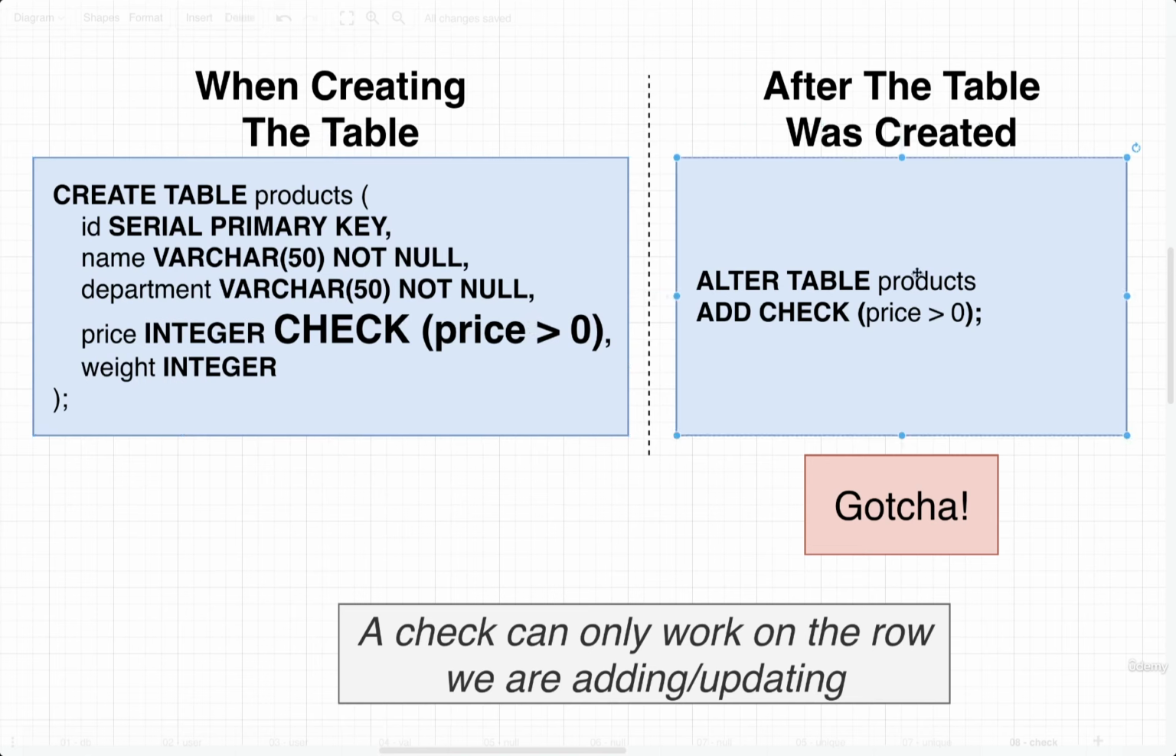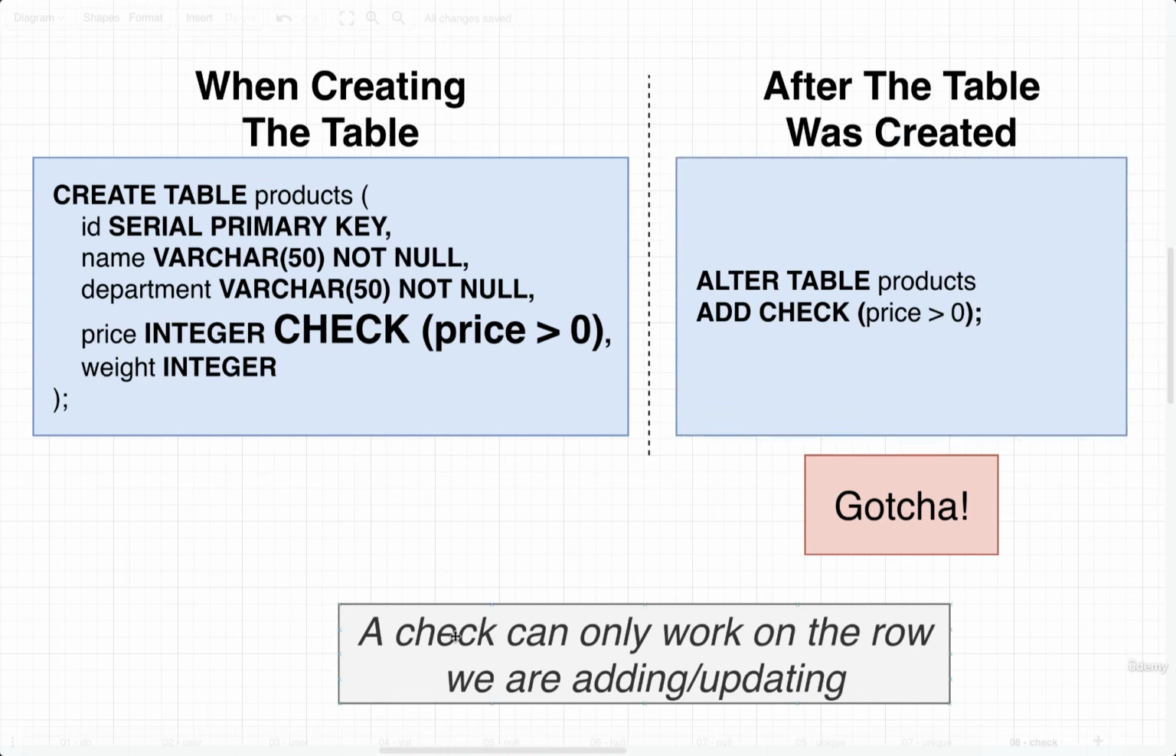Alternatively, we can add this check after the table was created by something like what you see right here. Again, that's just going to make sure that the price of any new row or any changed or updated row that we're trying to make is going to have a price greater than 0. And once again, we got the same exact gotcha. We cannot apply a check if all the rows inside of our existing table don't already satisfy the check. So if we have some product inside of products with a price less than 0, we cannot add in this check. We have to somehow deal with that data first, and then we can add the check in.